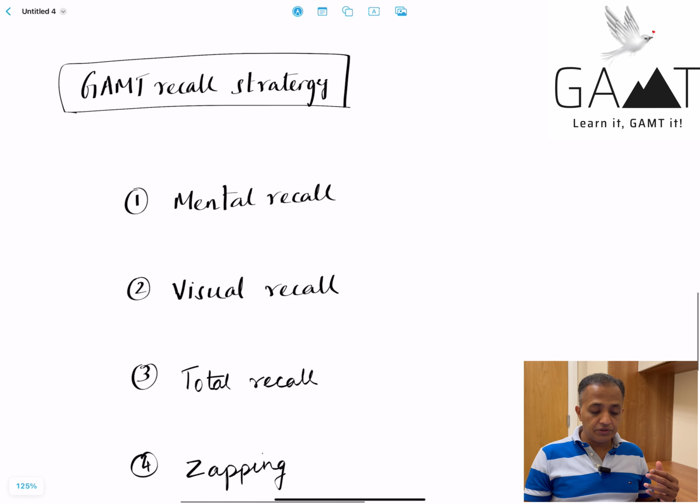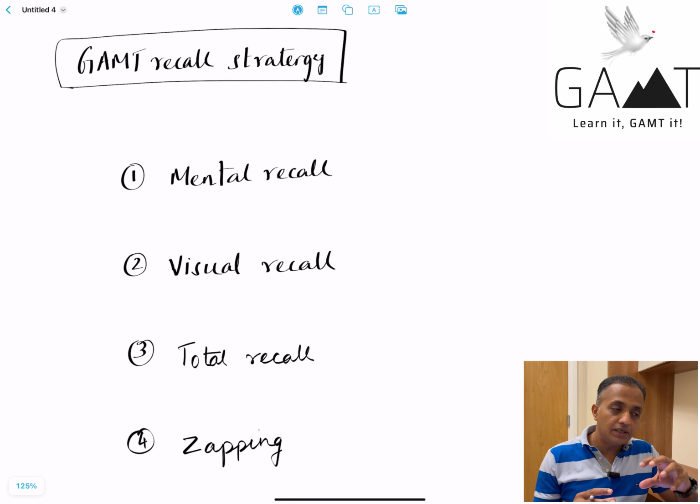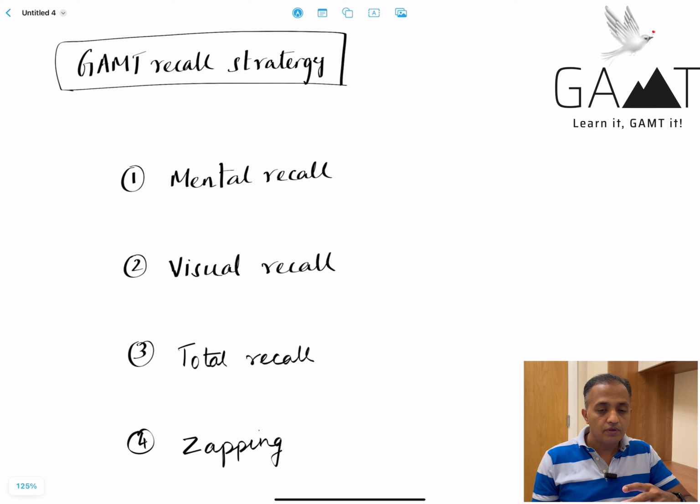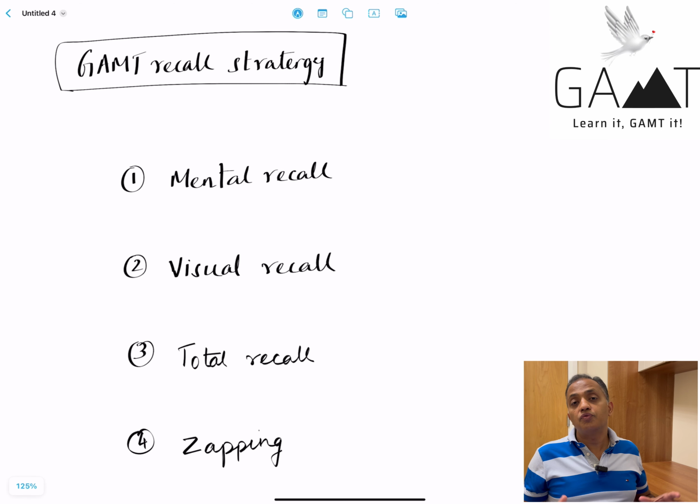GAMT Recall Strategy. There are 4 types of GAMT Recall Strategy. The fundamental difference between GAMT and the other memory techniques is the ease of recall of GAMT. This is one of the biggest advantages of GAMT. Because of the infinitely easier way to recall GAMT, now you have a bit more freedom to play around with the recall strategy.